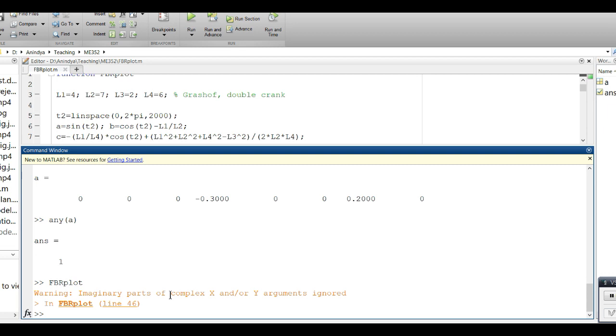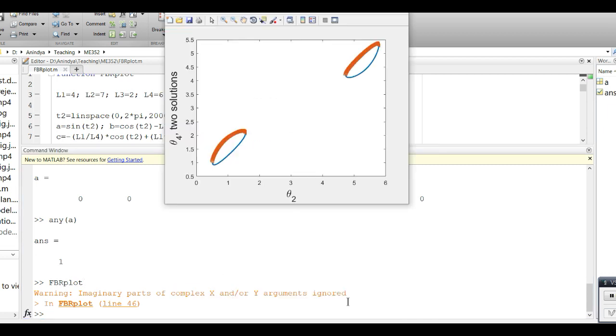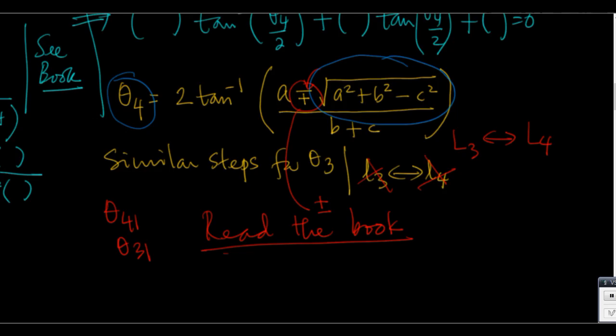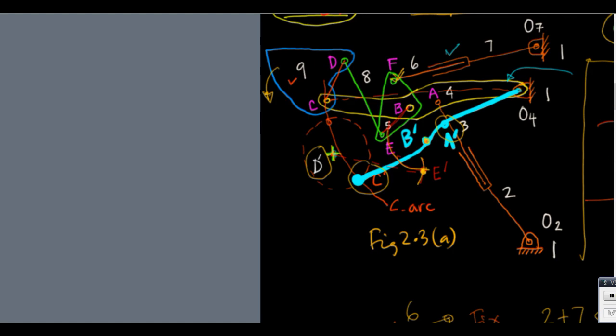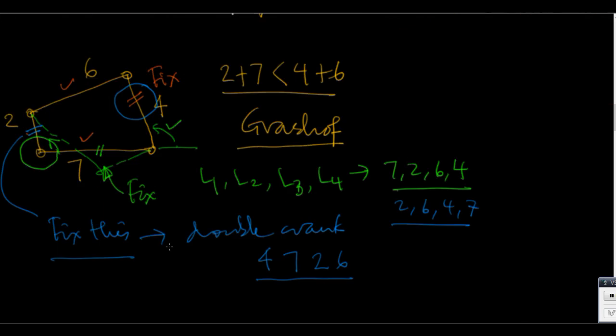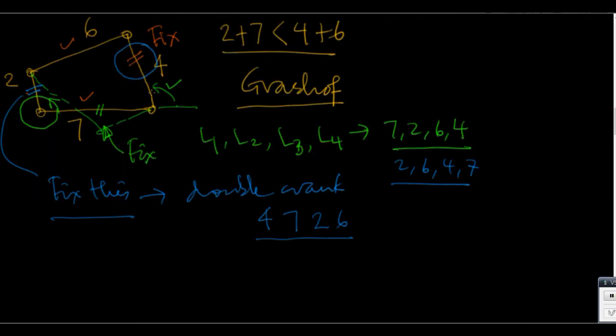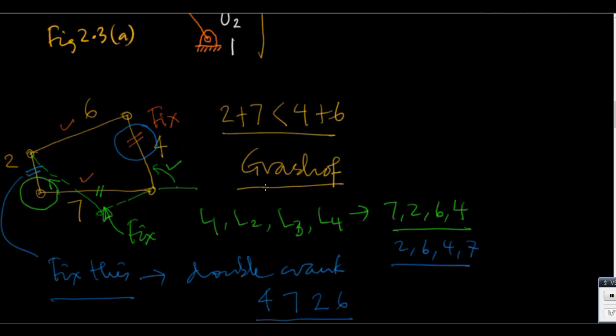Okay, so it is warning you that some complex things have been ignored, but let us look at the picture. And you see it has two different loops. Why is it two different loops? Because this is a Grashof mechanism. It does not switch between the two assemblies. Let me explain. It is a double rocker, and there are two modes of assembly. So I come here, this is the one I fixed.